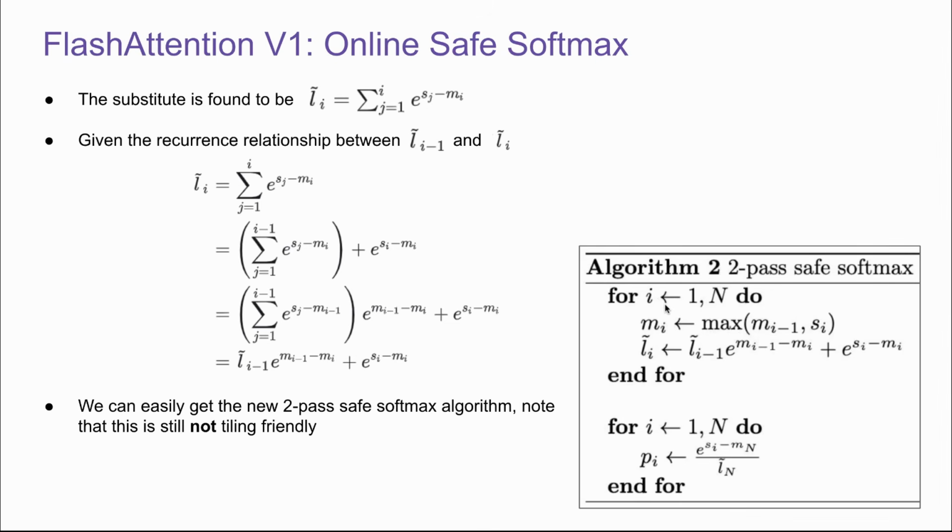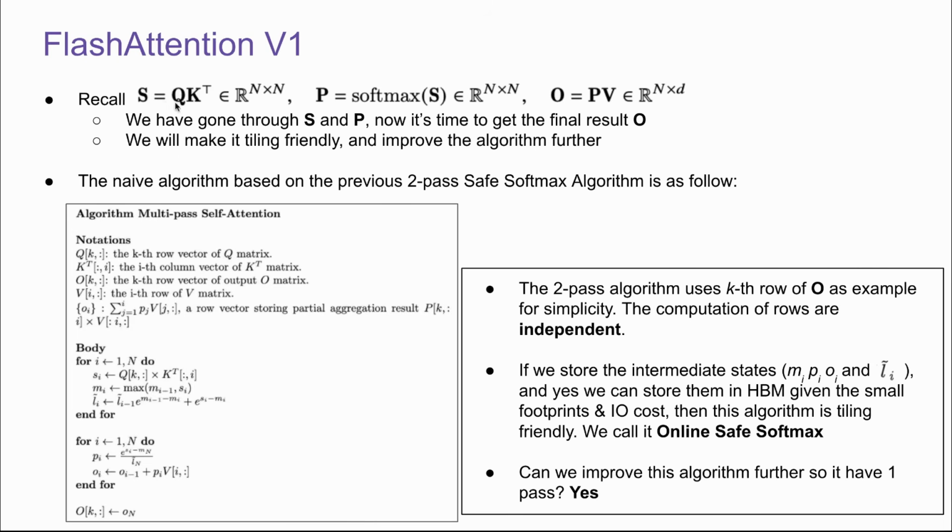For the first pass, for i equals 1 to n, for each position we calculate Mi and Li hat, and for each position we only need information from the ith position or i-1 position. And for the second pass, since we already have Ln hat, we can calculate Pi for each position with Ln hat and Mn. We call that S equals QK matrix multiplication, P equals softmax of S, and O equals P and V matrix multiplication. We have already gone through S and P, so now it's time to get the final result O. And in this process, we will make it tiling friendly and improve the algorithm further.